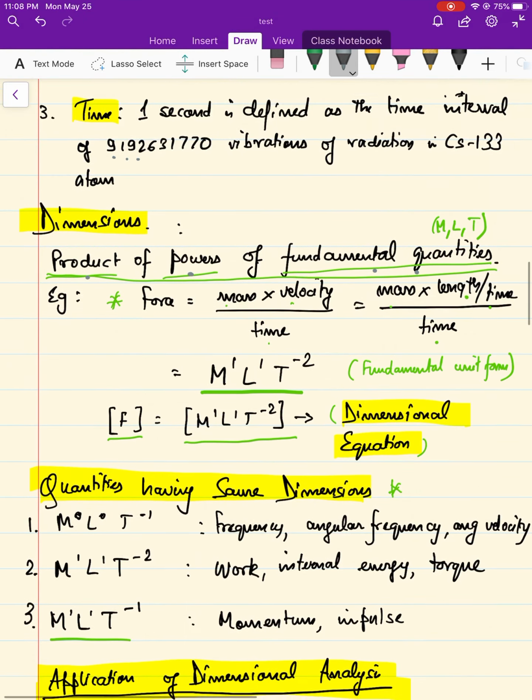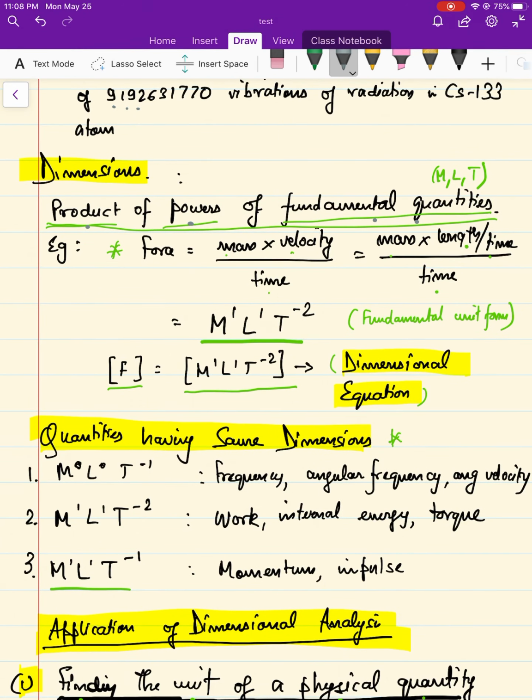So for example, we consider force, and that is essentially mass into velocity by time, that is mass into acceleration, and that can be written as mass into length divided by time square. So our final result, that is the fundamental unit form, is given as M has one exponent, L raised to the power 1, and T raised to the power minus 2. So the dimensional equation is written in this form, and we will follow this rule all throughout the discussion.